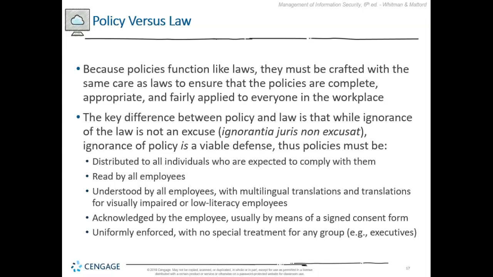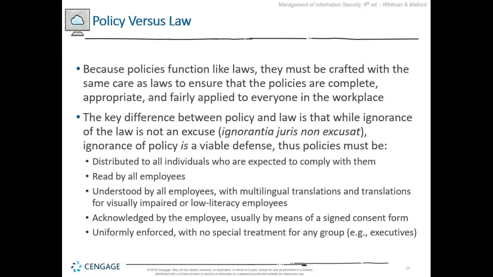Because policies function like laws, they must be crafted with the same care as laws to ensure that the policies are complete, appropriate, and fairly applied to everyone in the workplace. The key difference between a policy and a law is that where ignorance of the law, ignorantia juris non excusat, is not an excuse, ignorance of a policy might be a viable defense.